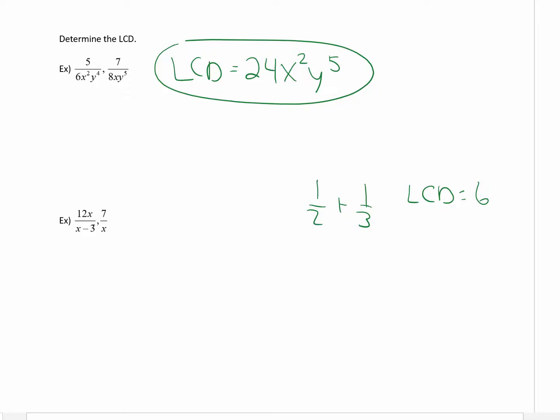For this denominator, x minus 3 and x, they don't have any factors in common. So what's the LCD here? Well, it's the product of the two denominators, which in this case is x times x minus 3. Now, if you want to multiply and say it's x squared minus 3x, that's fine, but I'm going to leave it like this.